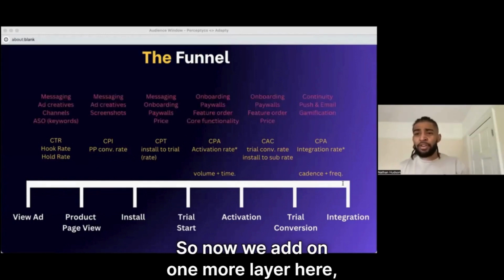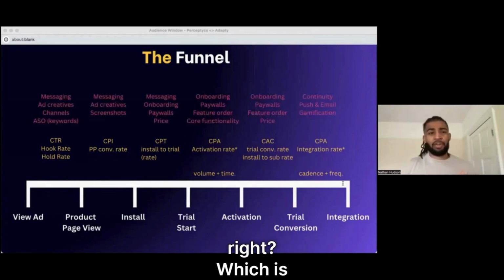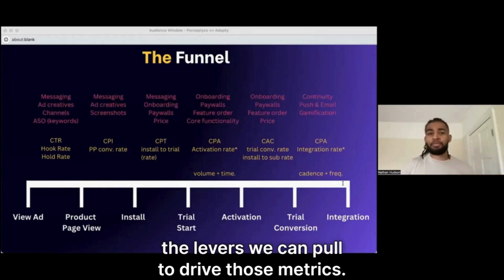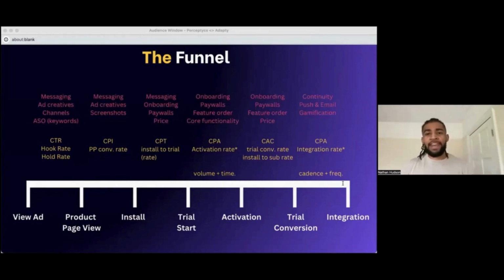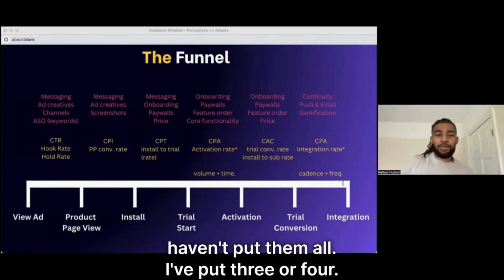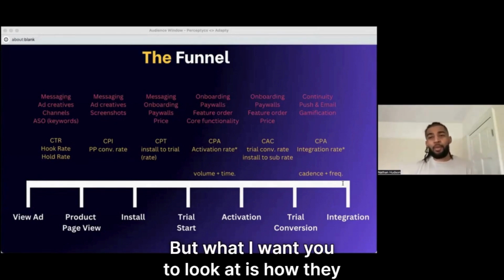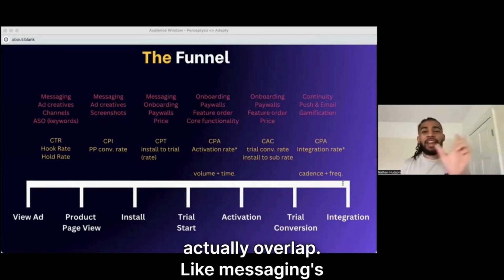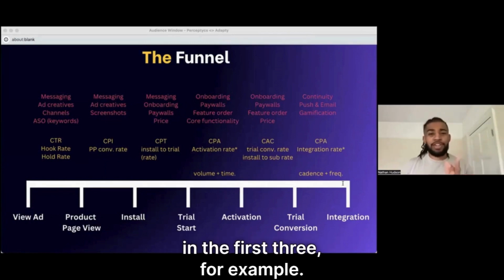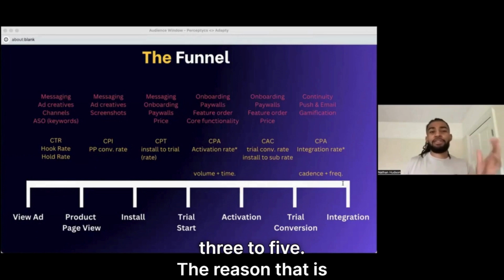So now we add on one more layer here, right? Which is the levers we can pull to drive those metrics. Now, what's fun is I haven't put them all, I've put 3 or 4, but what I want you to look at is how they actually overlap. Like messaging's in the first 3, for example, and onboarding is in 3 to 5.